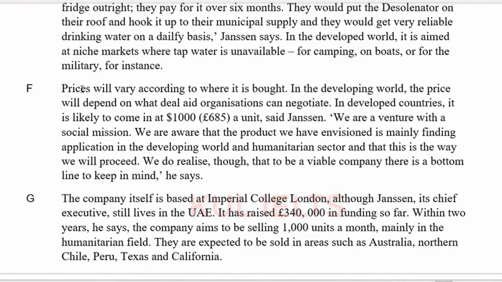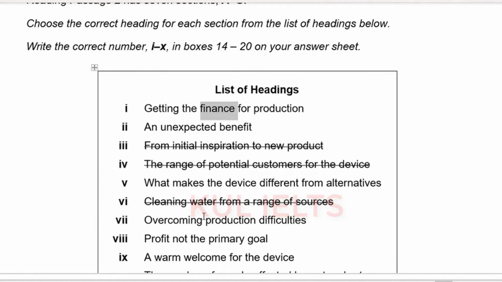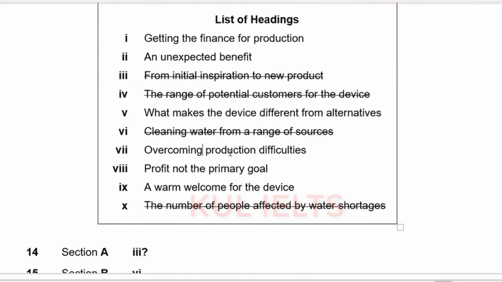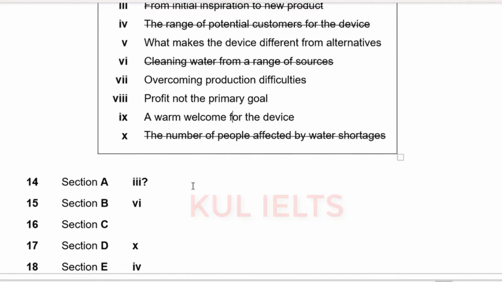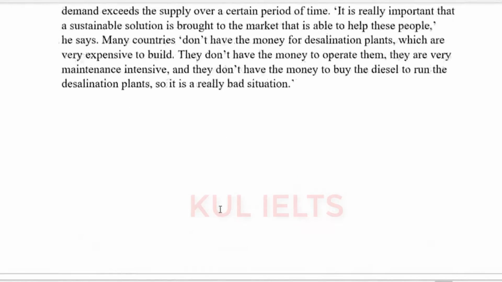Prices, so now we're talking about money. Prices will vary according to where it is bought. The price and where it is bought might be important. Price, developed countries, we're talking about money. All right, so prices will vary according to where it is bought. Maybe, I don't remember anything. Getting finance, maybe. Unexpected benefit, no. What makes it different? No. Production difficulties, no. Profit, not the primary goal, no. So no, nothing really there. I mean, here they're talking about money, and here they're talking about money. So it's probably one of those two, but I would need to skim that paragraph.